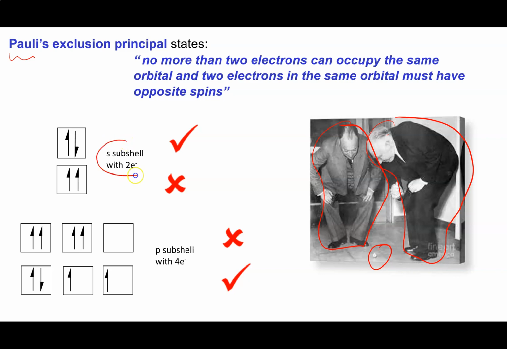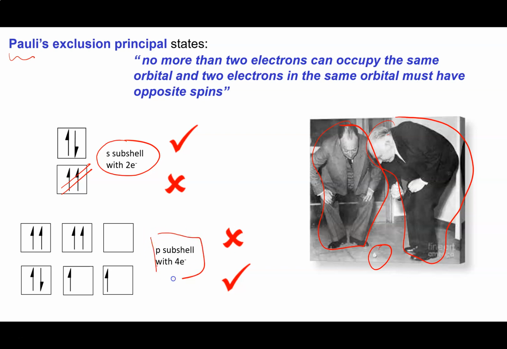So here I've got an s subshell that I'm going to put 2 electrons in. And so the electrons go in with opposite spins. They don't go in with the same spin, right? You never put 2 electrons with the same spin into an orbital.